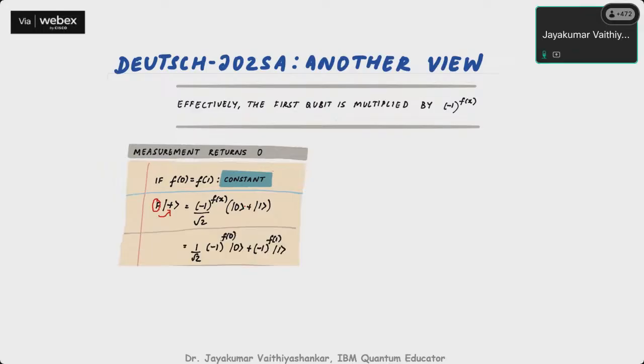So now substitute the two possibilities. So what are the two possibilities? f of 0 and also f of 1. If you apply these values, we'll get the positive state.